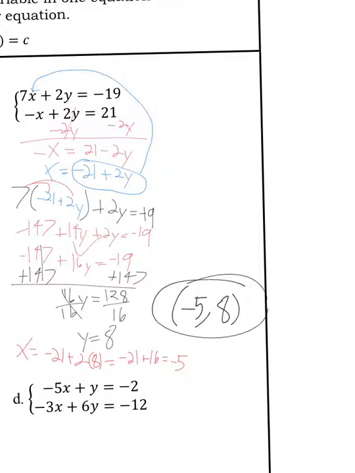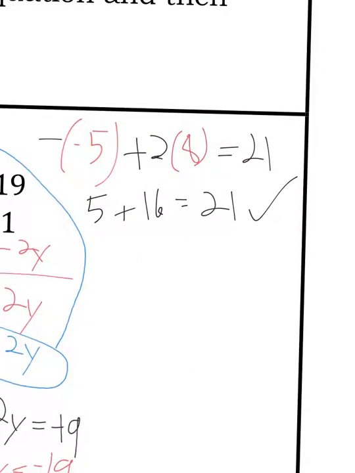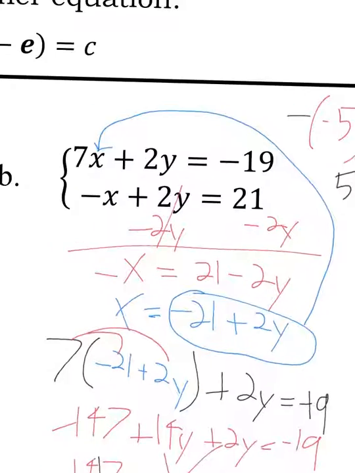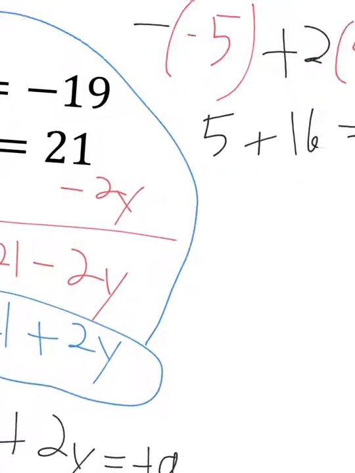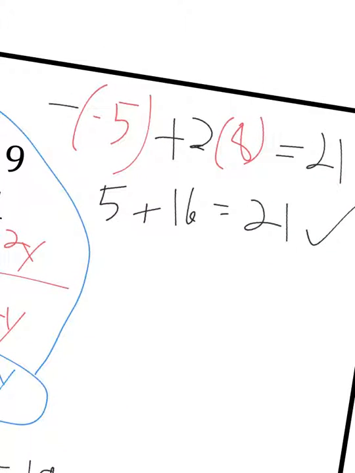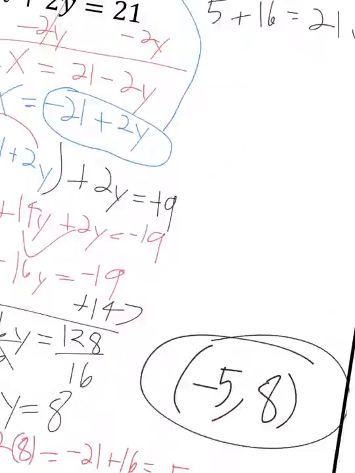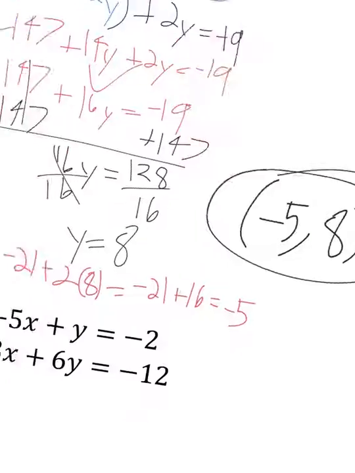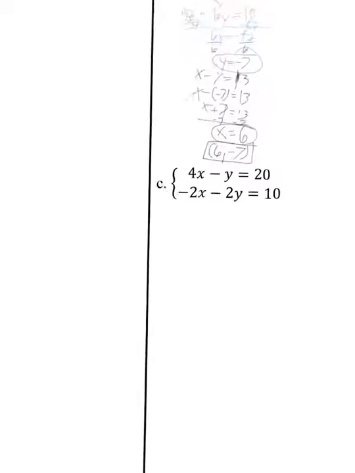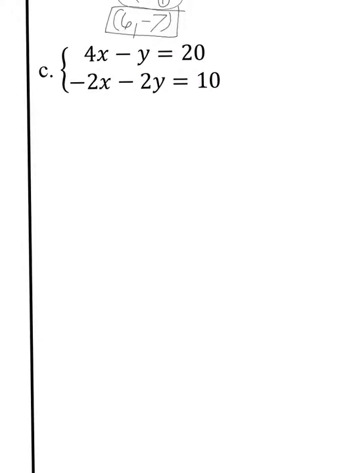In fact, I'm going to go back and I'm going to check this. So here I plugged in negative 5 and 8 into this equation, negative x plus 2y equals 21. And so I get two negatives equal positive 5. 2 times 8 is 16. 5 plus 16 is 21. It worked out. So that was just the check step. All right. So let's do these next two.